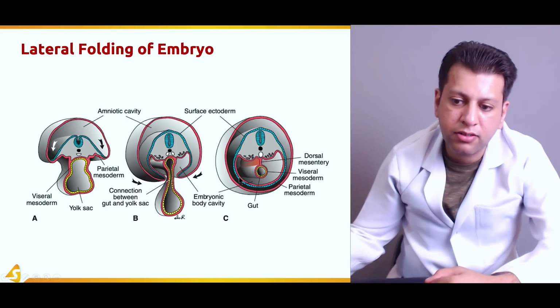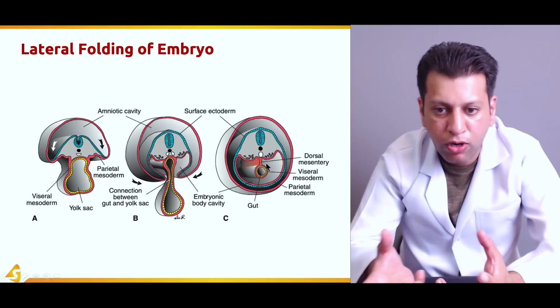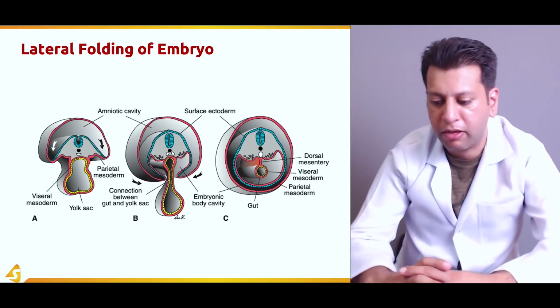This is the neural tube, and this is the amniotic cavity, now surrounding the whole of what was eventually the yolk sac. Now this is the neural tube and how these neural cells are migrating. So this is how the lateral folding of the embryo takes place.